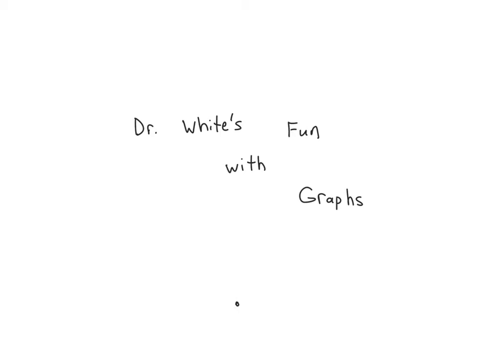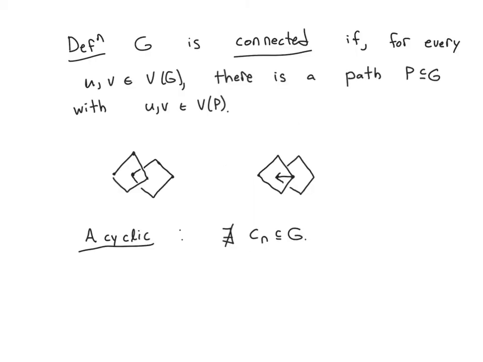On this one, I'm going to imitate a famous painter, and we're going to draw a bunch of happy trees. So first, a graph is connected if for any two vertices in the graph, there is a path containing those two vertices. This path is a subgraph of G, of course.